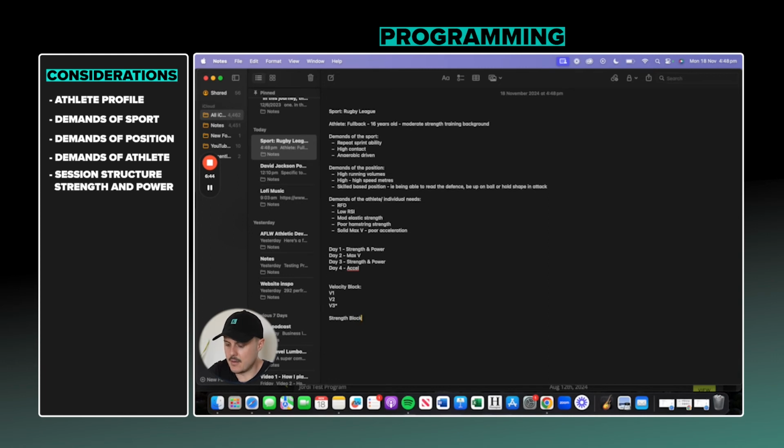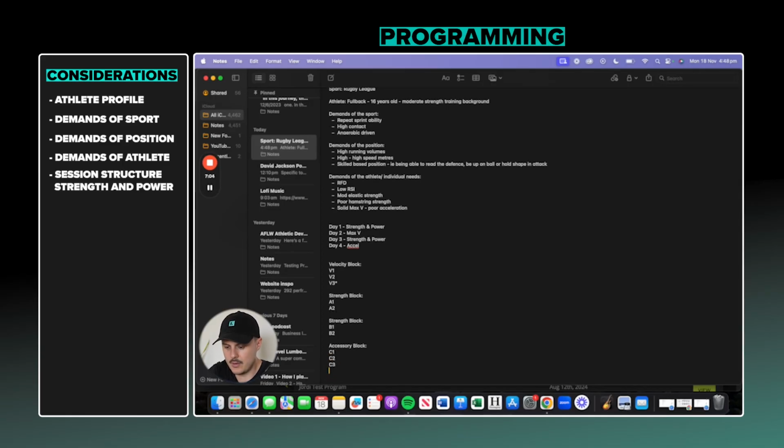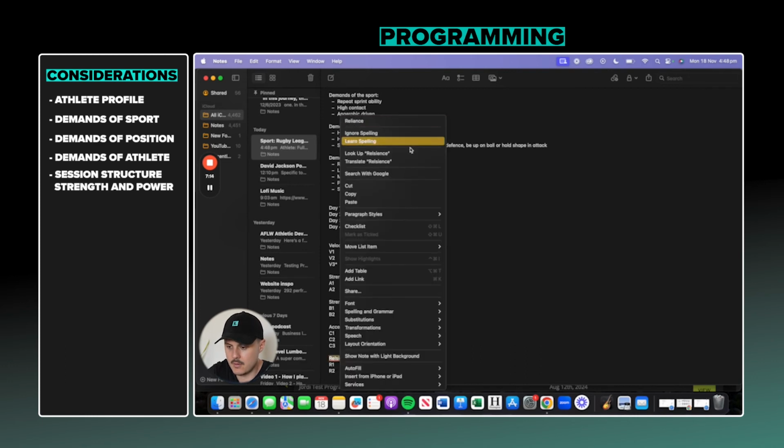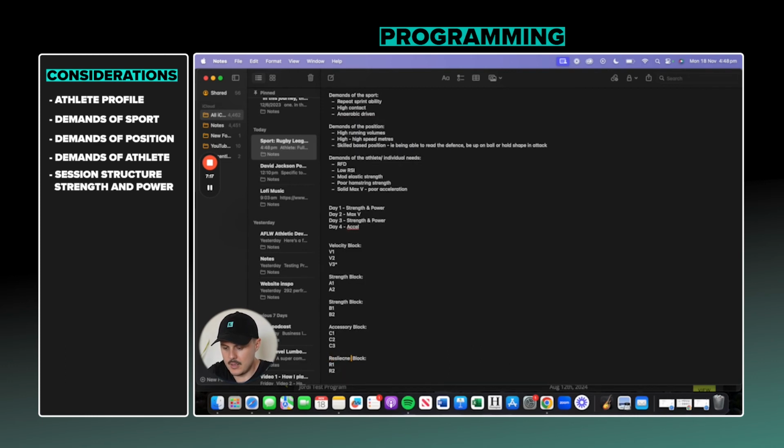And we can break these down into main or accessory, but this is absolutely fine for here, which is our A1 and A2 strength block, B1, B2, accessory block, C1, C2, C3, and resilience block. Again, please excuse the poor typing, but that's why we have autofill, and even in that scenario, it didn't give us what we're after. Great.